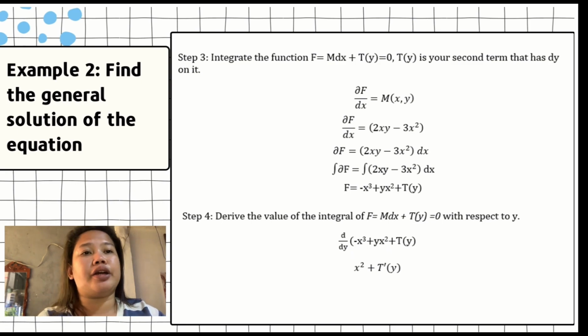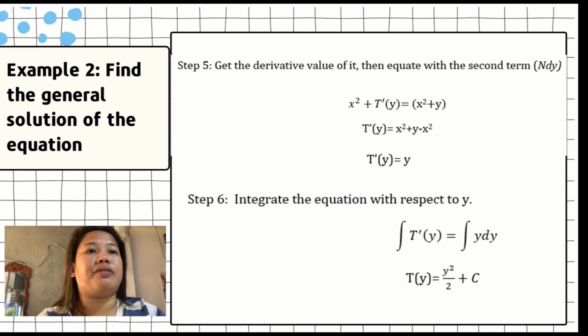Next, since we are going to use this answer on our step 5, we have here, get the derivative value of it, which is x squared plus t prime of y. Then equate with the second term, N dy. So our second term, or our N dy, is equivalent to x squared plus y. So using the addition property of equality, we are going to add negative x squared to both sides so that we can get rid of x squared on the left side.